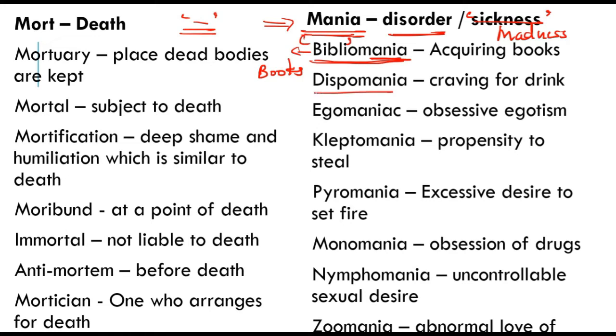Dipsomania. Dipsomania basically means craving for drink. In other words, you are an alcoholic. You are such an alcoholic that you're so obsessed with consuming alcohol all the time. So here it's all about alcohol. Egomaniac, very, very important.